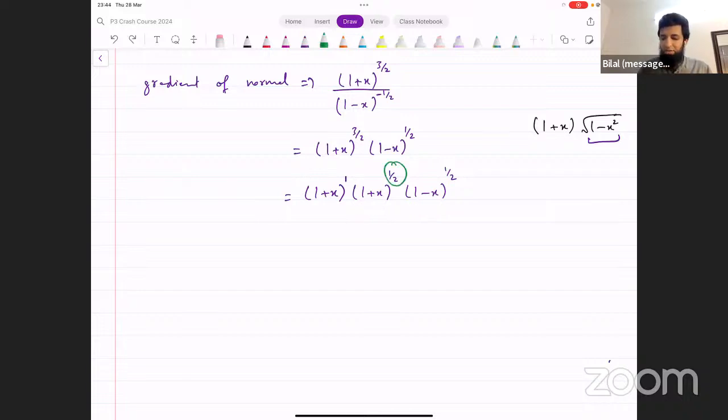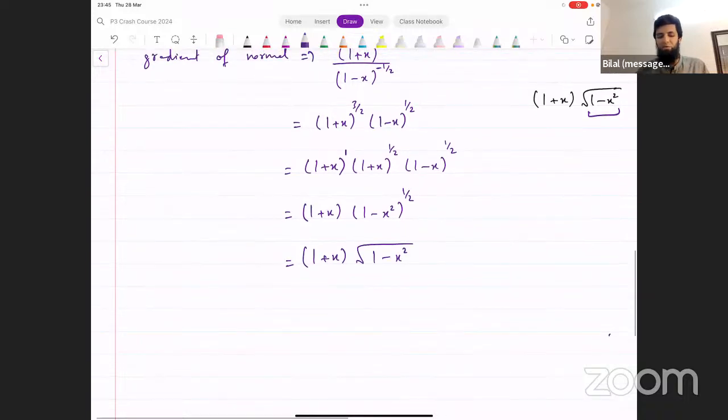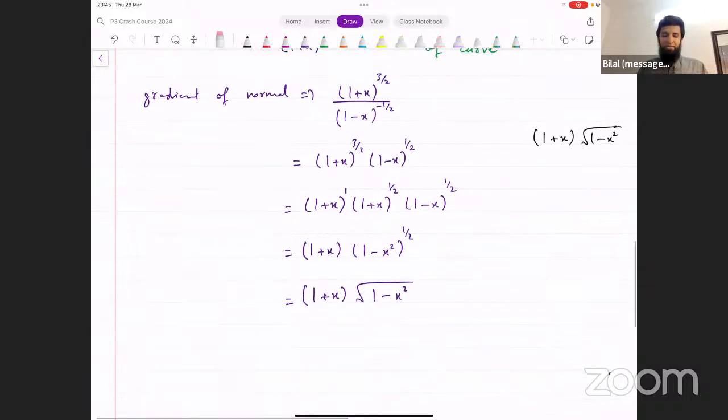Since the powers are now the same, both powers are 1 over 2, we could multiply the bases, right? That's the indices rule that we know about. If powers are equal, we could multiply the bases. So this could now be written as: if we multiply the bases, 1 plus x into 1 minus x, that's a squared minus b squared. It's going to become 1 minus x squared whole raised to power 1 over 2. And now this 1 over 2 power could be written in the square root form. And we have 1 plus x into square root of 1 minus x squared. And that is what we had to prove there. This is the gradient of the normal.